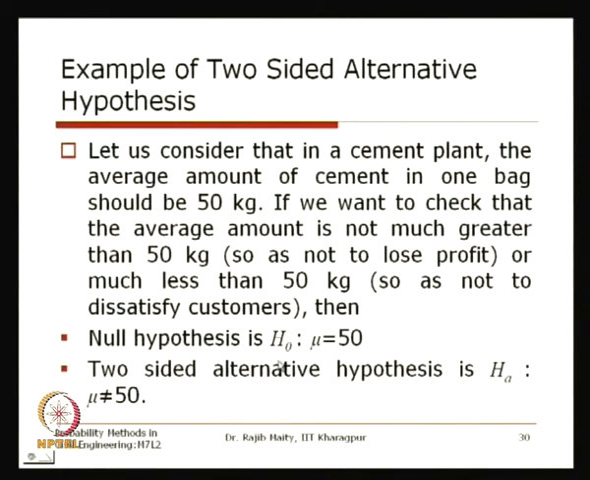So, in the null hypothesis it is written that mu is equal to 50, and the two sided alternative hypothesis that we write is mu is not equal to 50. In this case, if we fail to reject the null hypothesis, then the job is done, in the sense that the manufacturer is happy: yes, mu equals 50 kg per bag, and whatever sample we have taken cannot be rejected.